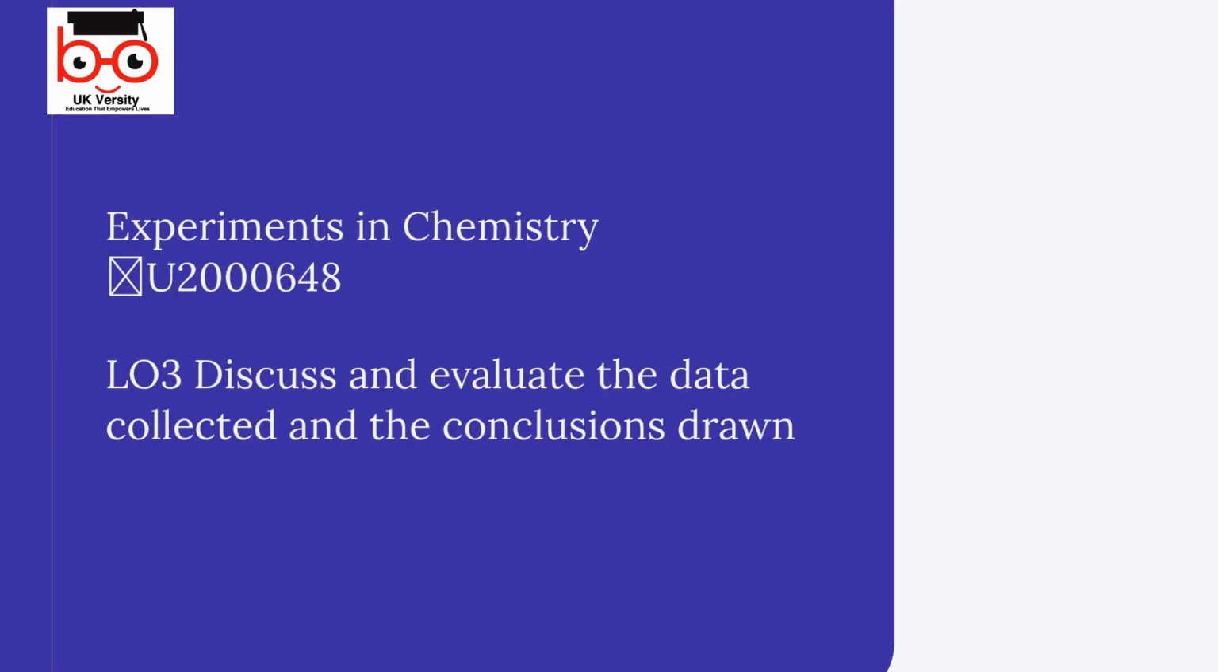This session focuses on learning outcome 3: discuss and evaluate the data collected and the conclusions drawn. Have you ever wondered how data from chemistry experiments is analyzed and evaluated? In this presentation, we will explore how to assess the quality of experimental data, identify limitations, and suggest improvements to ensure that robust and reliable conclusions can be drawn.